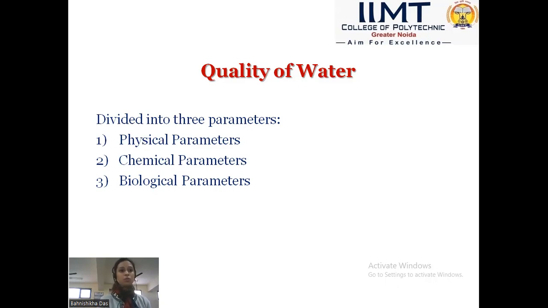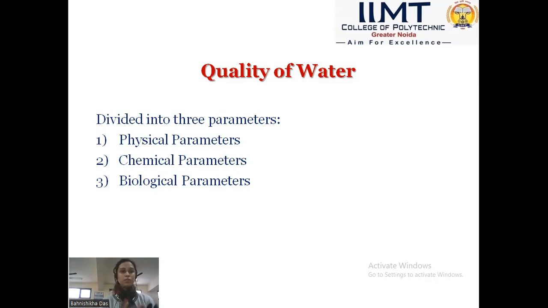So from the sources, when we are collecting the water to distribute into various houses or various industrial or commercial areas, we need to first assess the quality of the water. And depending on its quality, we will decide if the treatment is required or not. If it is required, then to what extent or degree the treatment will be required. So that entire treatment of the water will depend on the quality of the water. Before we go into the treatment, we must know the quality, and that quality is assessed based on the parameters.